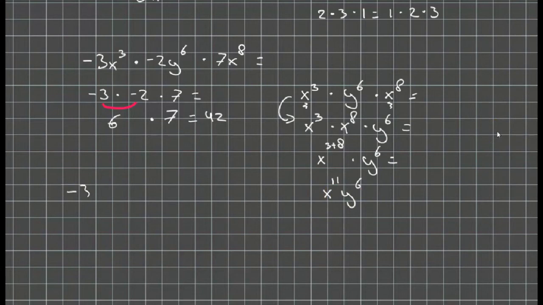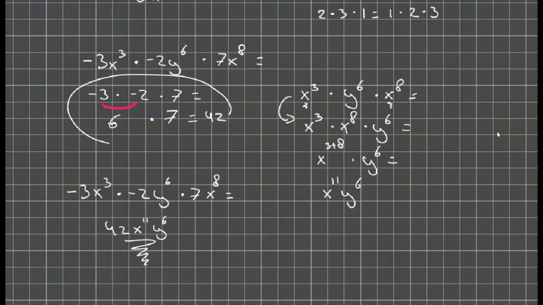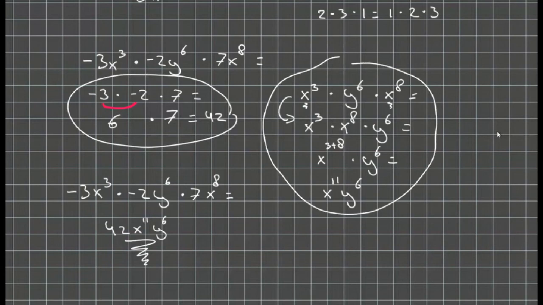So my final answer, when I have to simplify minus 3x to the power 3 times minus 2y to the power 6 times 7x to the power 8 is 42x to the power 11 y to the power 6. So this is my final answer because the numbers multiply together and make up this, and the letters multiply together and make up this. Then I just have to put it all together and I get this answer.